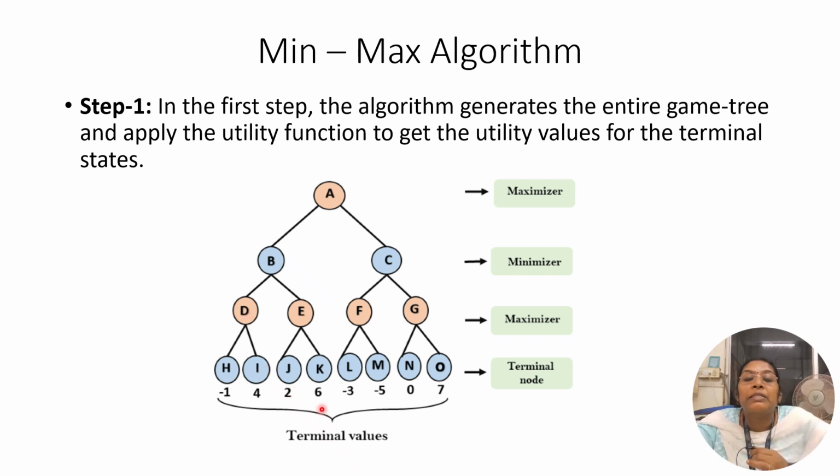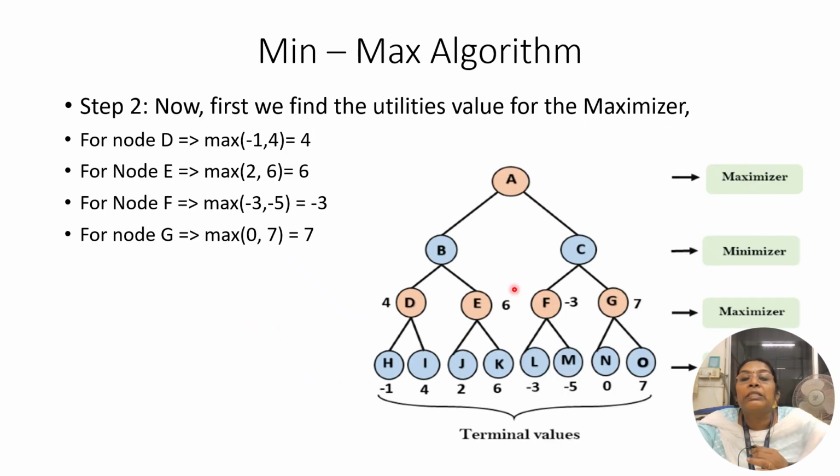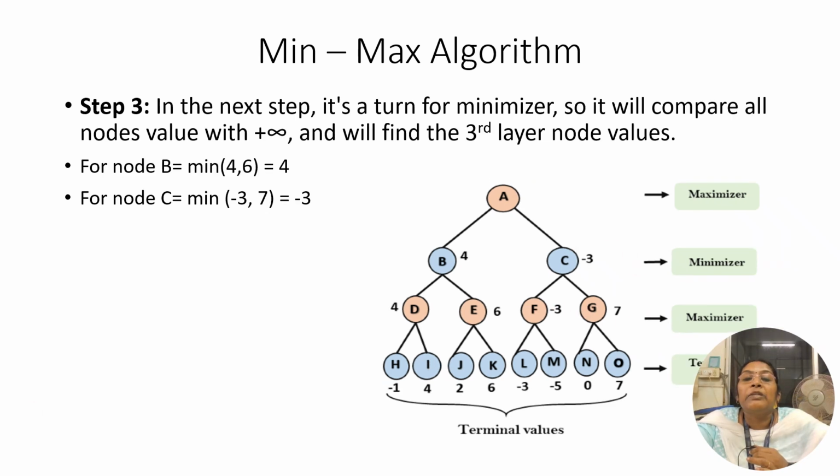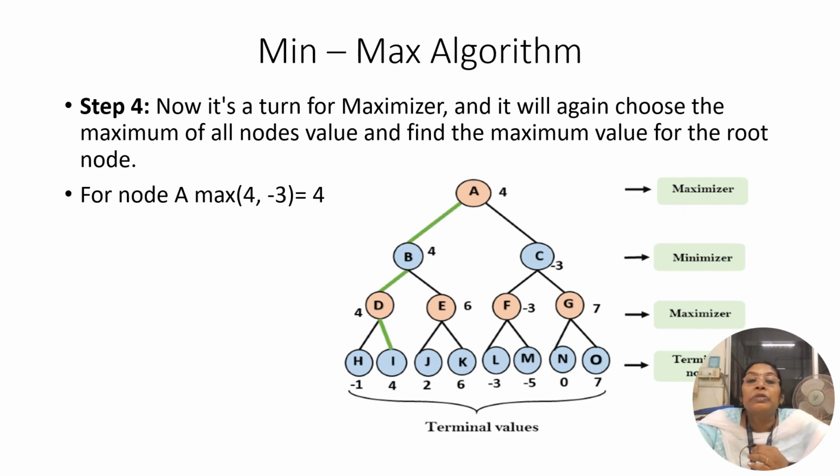Out of 2 and 6, the maximum value will be 6 over here. Out of -3 and -5, the maximum value is -3 over here. Of 0 and 7, the maximum value will be 7 over here. After this, out of 4 and 6, a minimum value has to be chosen, and ultimately 4 comes. Of -3 and 7, a minimum value has to be chosen, and -3 comes there. After that, of 4 and -3, a maximum value has to be chosen, so 4 goes over here. Now the best solution is this: 4, A, B, D and I. So that is the solution for your min-max.